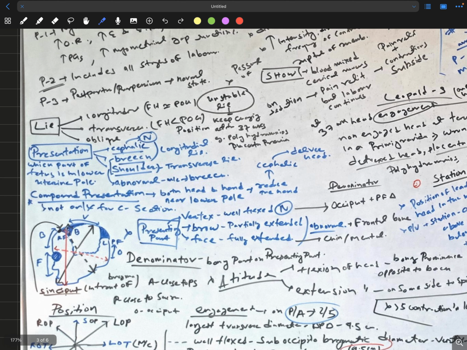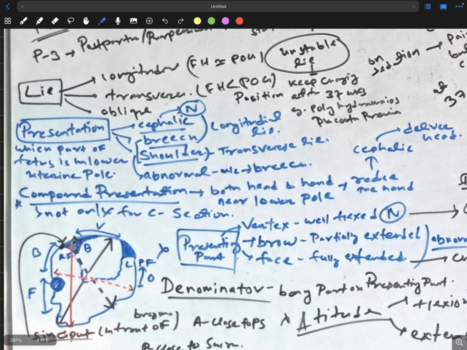So after lie we will discuss presentation. In longitudinal lie we can have two types of presentation, that is cephalic presentation and breech presentation. Cephalic presentation is when the head is down, breech presentation when the feet are down. Cephalic presentation is the normal, and breech and shoulder are abnormal. Shoulder presentation we see in case of transverse lie. In longitudinal lie we can see two presentations, one is cephalic, one is breech, but in case of transverse lie we see the shoulder presentation.